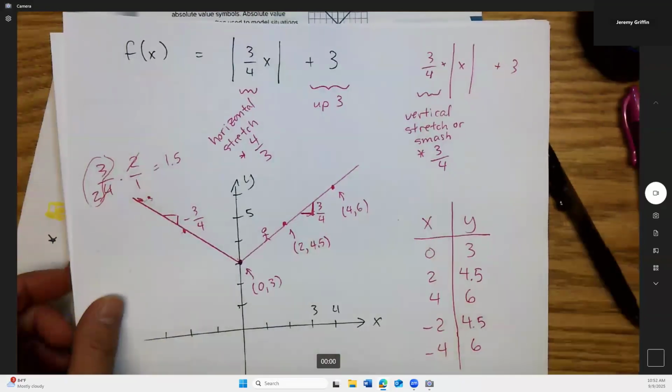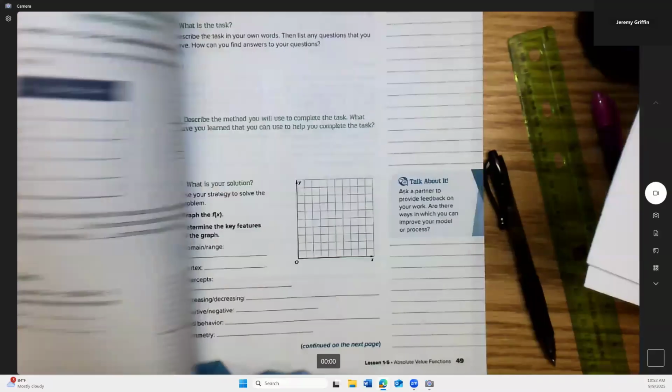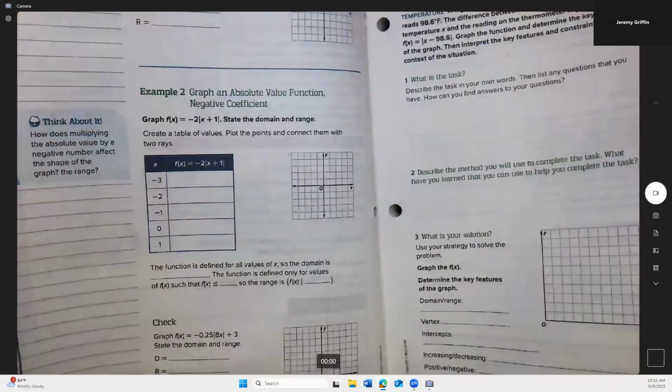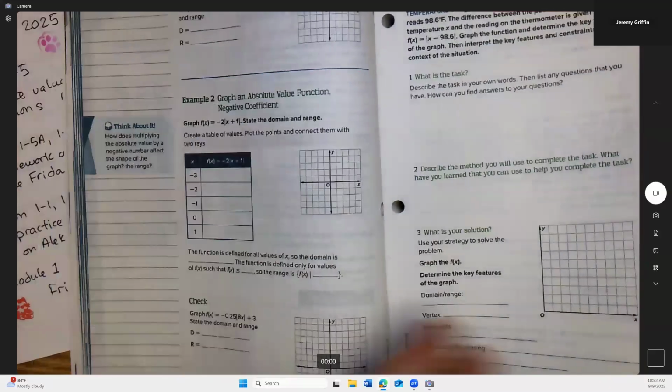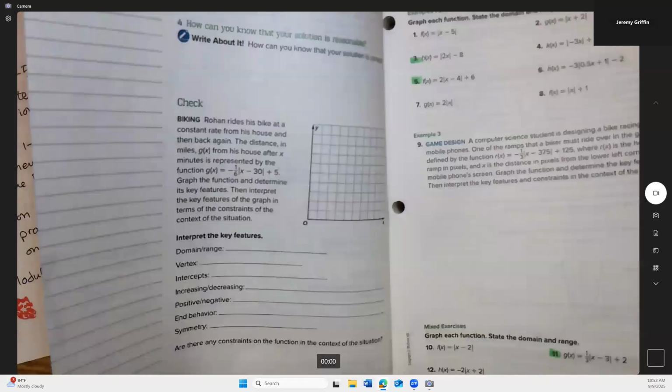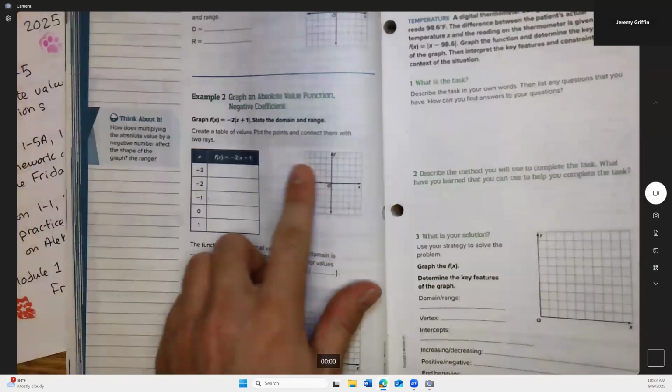All right. Let's do some more. You guys ready for the next page? Okay. All right. What else do I want to do here? Let's do. Oh, looks fun. Yeah. All right. Let's do this example.